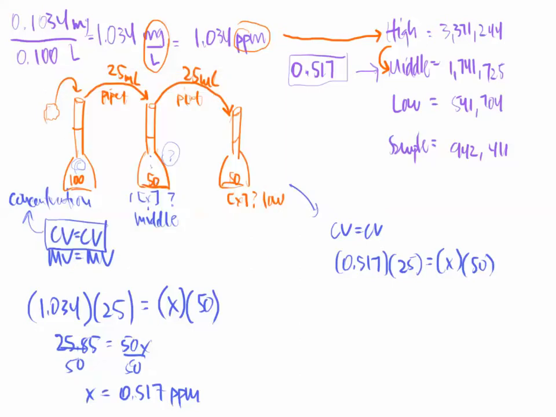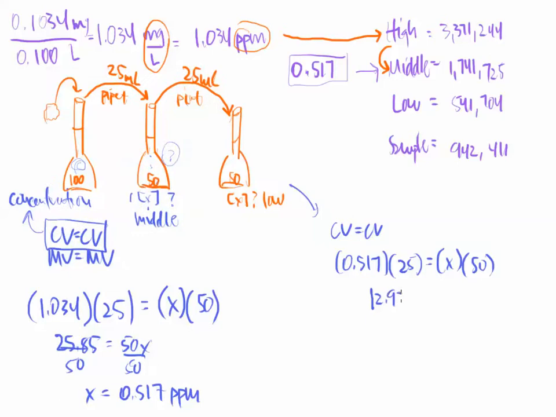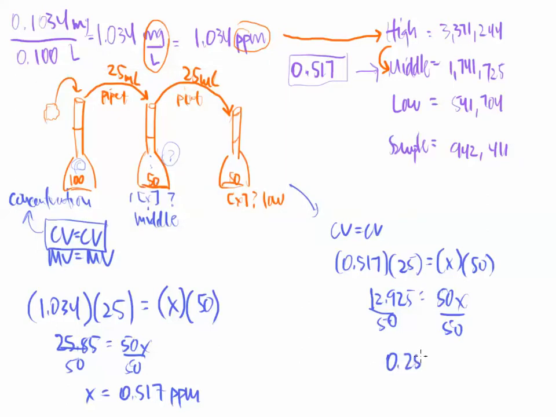To solve this type of problem, what I would do is I would take 0.517, and I would multiply by 25, and that gives me 12.925, and that's equal to 50x. I need to solve for x, so get it by itself. 50 times x, I divide by 50. So 12.925 divided by 50 is equal to 0.259. And that is the concentration of my low one.